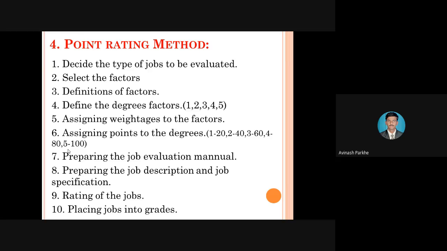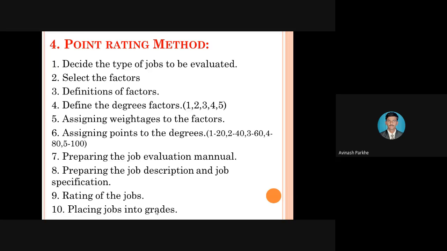Therefore, whatever output you will get, that output will be available in the form of quantity, that is first degree, second degree, third degree, fourth degree, fifth degree. Based on that, we will evaluate that particular job. So this is the basic procedure of the point rating method. So the remaining points are preparing the job evaluation manual, preparing the job description and job specification, rating of the jobs, placing the jobs into the grade. So these are the common procedure.